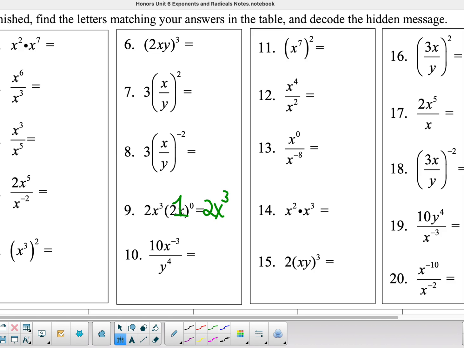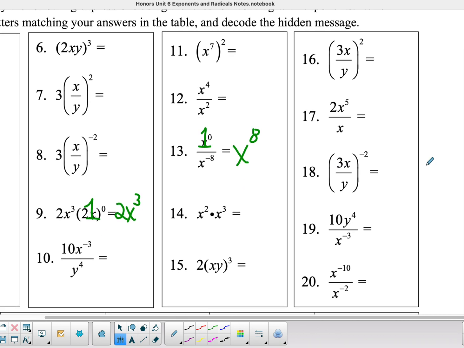And number 13 is really just x to the power of 8. Raising anything to the power of 0 is just 1. And let's see if there's anything else interesting. Number 18, probably what I would do with number 18 is take that base and flip it, and that would make that power positive by just writing the reciprocal, just flipping that base right there. And then I would apply the exponent and carry on.